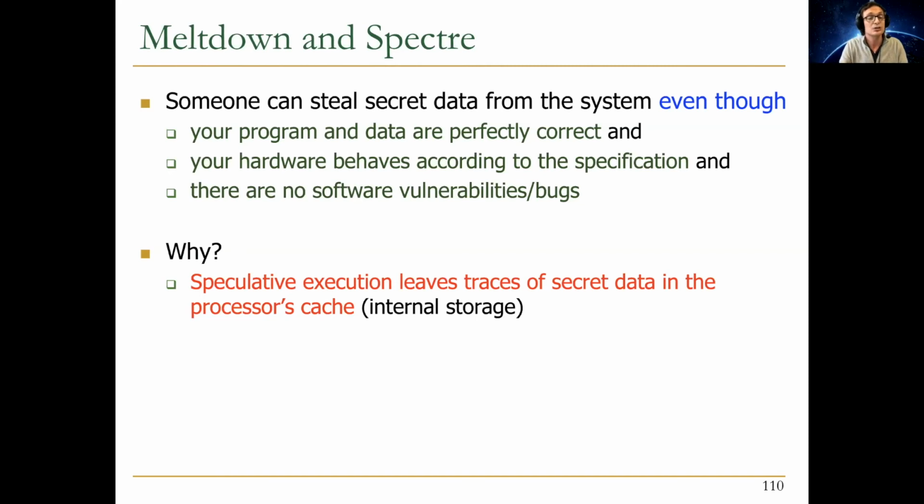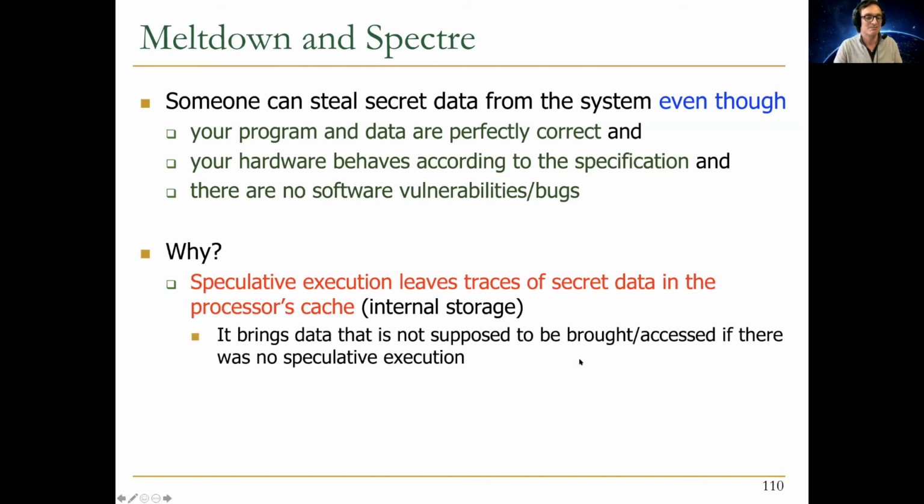So you update your internal storage. We're going to cover caches also in this course. So even if you don't understand anything over here, just understand that we're going to cover a lot of the basics that will be required for someone to launch these Meltdown and Spectre attacks. So basically, it brings data that's not supposed to be brought or accessed if there was no speculative execution. And speculative execution is there for performance reasons.